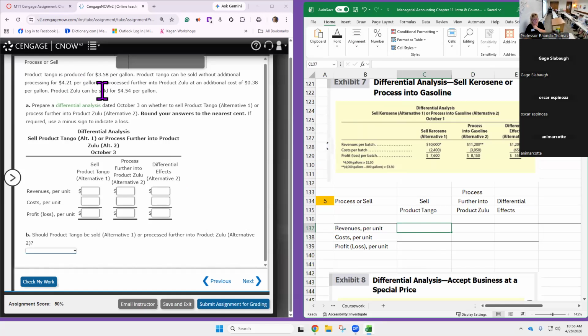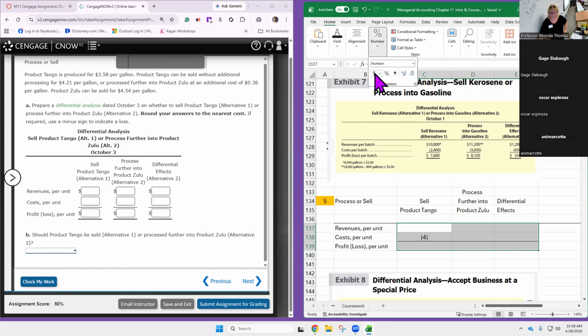Okay, let's see. Product Tango is produced for $3.58 a gallon. Okay, so that's a cost. Okay, so we can start putting in costs, so we're going to put this in, 358. And that's to produce the product Tango. Okay, so let me make these into dollars. Okay, that's good enough. Okay, 358. All right.